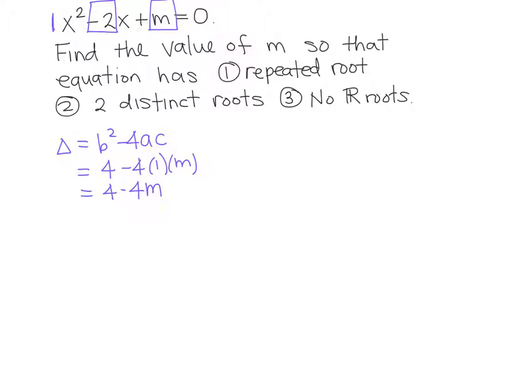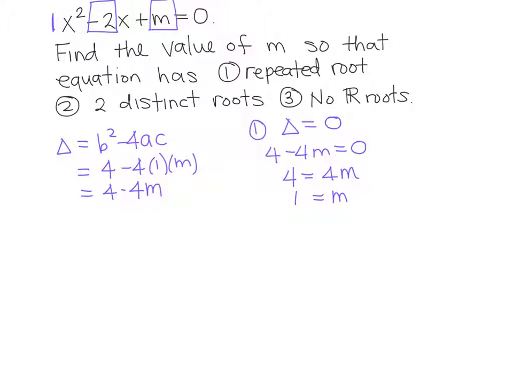For the case where it has a repeated root, that means your discriminant is equal to 0. So 4 minus 4m is equal to 0. Adding 4m on both sides, we have 4 is equal to 4m. Divide by 4 on both sides, m is equal to 1. So when m is equal to 1, we have a repeated root.